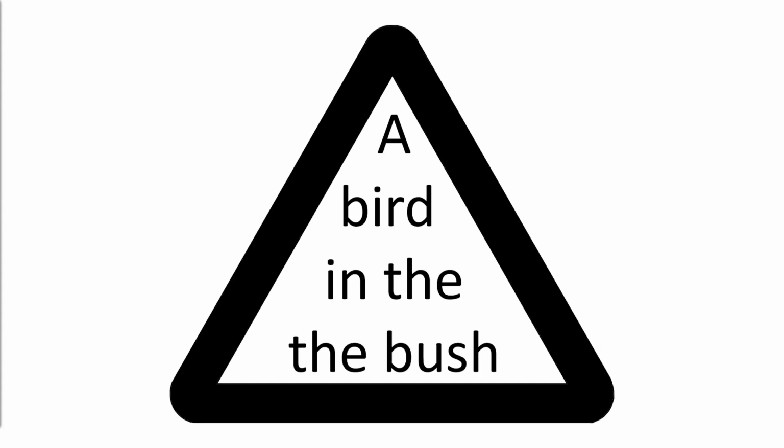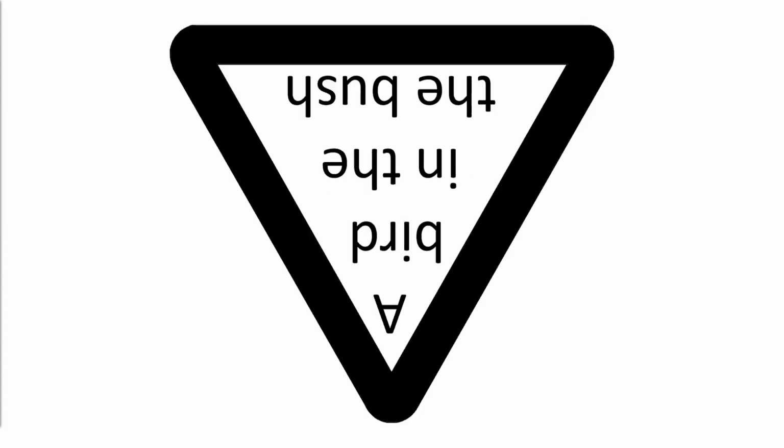A bird in the bush. There's two "the"s. But the way they're positioned, we can miss it, because we just assume and we fill in the blanks, and there shouldn't be two "the"s. So we just ignore one of them. But one of the best ways to find a problem like this is if you turn something upside down, you'll see how much easier it is to spot the two "the"s.